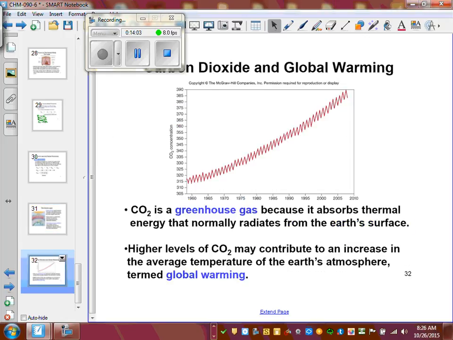CO2 is a greenhouse gas because it absorbs thermal energy that normally radiates from the Earth's surface. So it may contribute to an increase in the average temperature of the Earth's atmosphere, and we call it global warming. So CO2 emissions have been going up over the years.